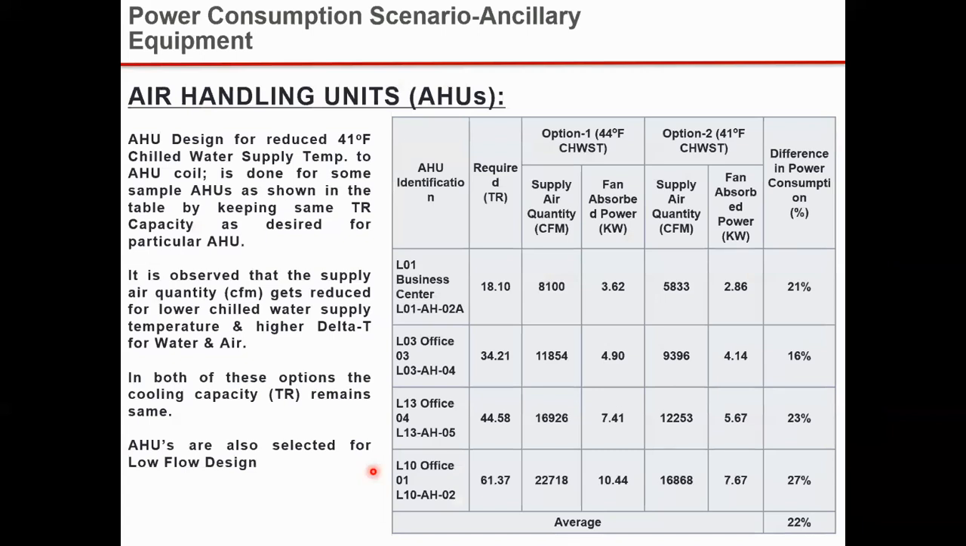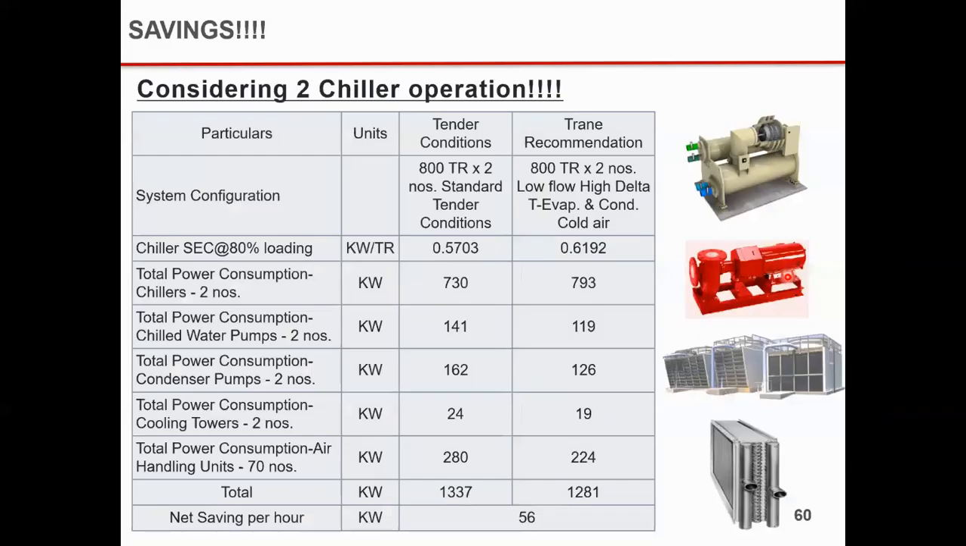We used a similar concept on the air side as well, and this is the savings we actually got on different AHUs. The average was close to 22% power savings on air handler power consumption. Considering two chiller operation, this is the delta. Obviously the chiller power has gone up, but see the power consumption of the total system. Net saving per hour is 56 kilowatt, which for an 800 TR chiller running 365 days with 16 hours a day is a huge savings.